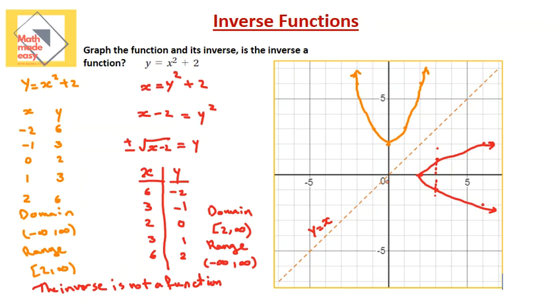I hope this has been helpful for you and that you have a better understanding of how to find inverse relations algebraically, how to determine if the inverse is a function or not, and the relation of domain and range of a function and its inverse.